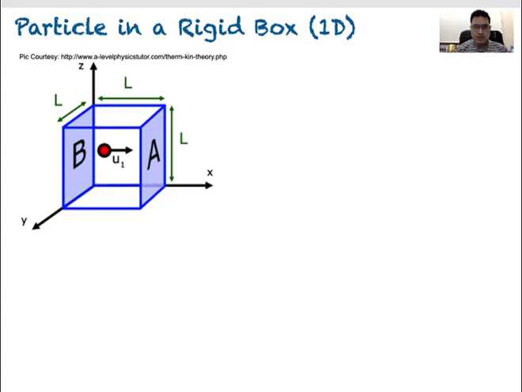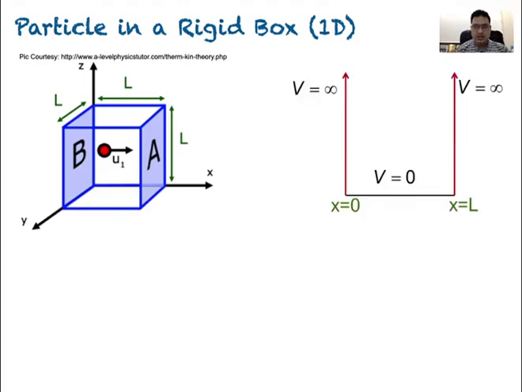Suppose a particle is moving inside a box of side L, and this is a cubic box, and the motion of the particle is along the x-axis, and the walls of the box are so rigid that the particle cannot penetrate. So the whole problem can be simplified as a particle inside an infinite box. Why am I saying infinite box? Because the walls of this box are so rigid that the particle cannot penetrate or go out.